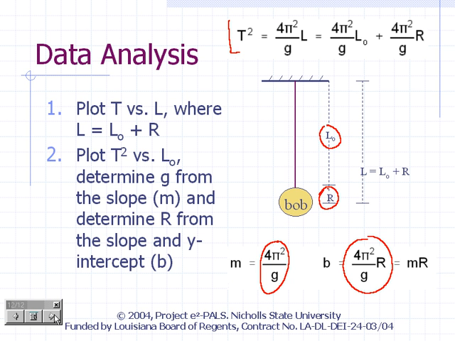Therefore, from our experimental slope, we can calculate the value of g. g will be equal to 4 pi squared divided by the slope. We expect this to be close to the known value of 9.8 meters per second squared. From the slope and y-intercept, we can calculate the radius of the bob. This should agree with the radius we calculated by dividing the measured diameter by 2.